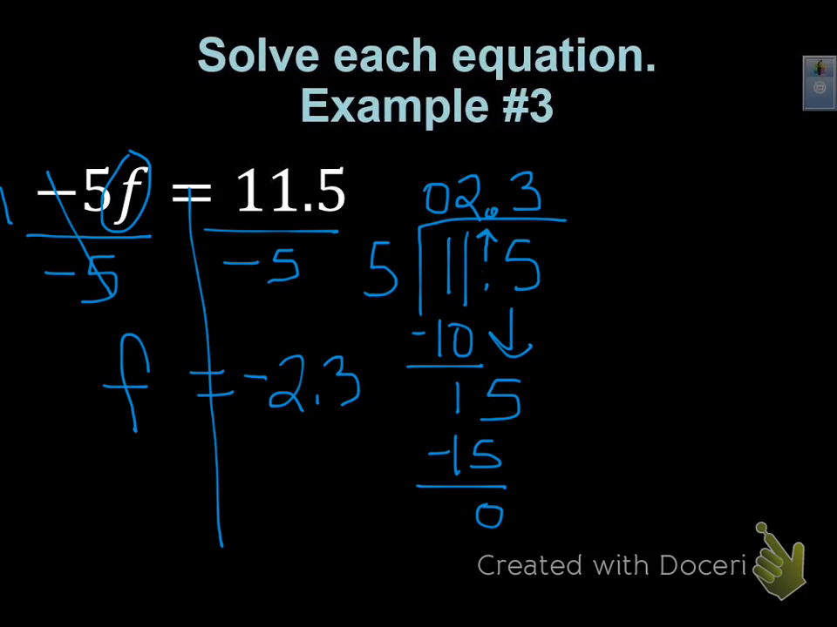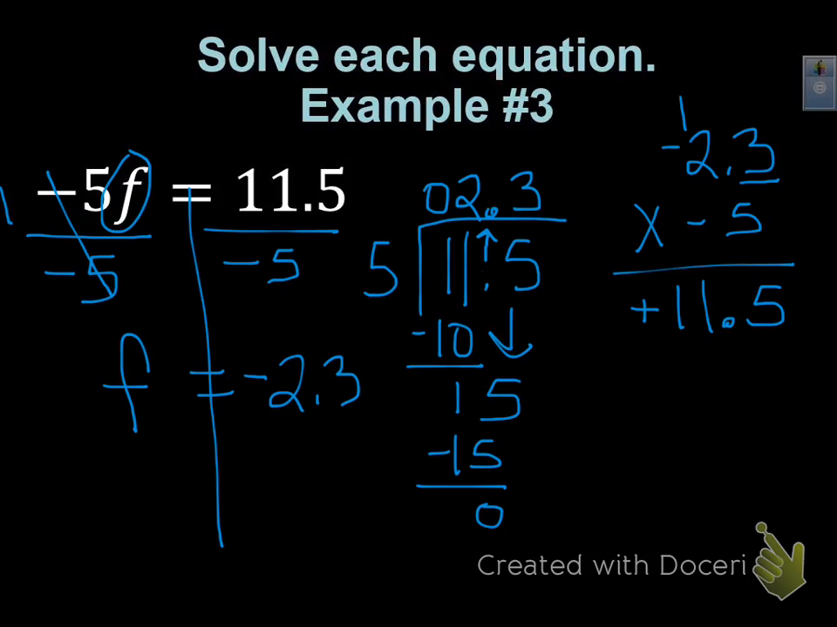To check my work, I will do negative 2.3 times negative 5. I remember that two negatives equal a positive. 5 times 3 is 15. 5 times 2 is 10, plus 1 is 11. I have one decimal place in my problem, so I need to have 1 in my answer.